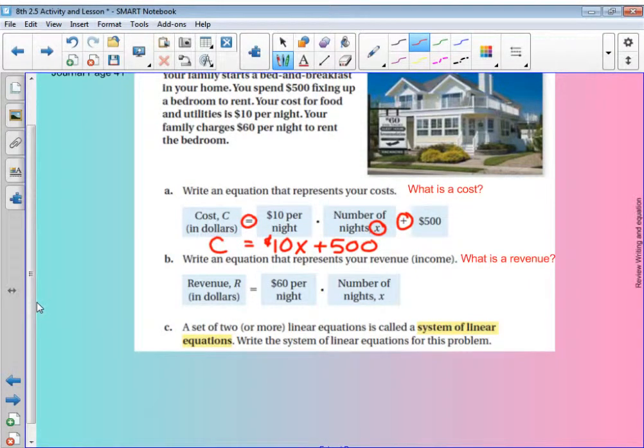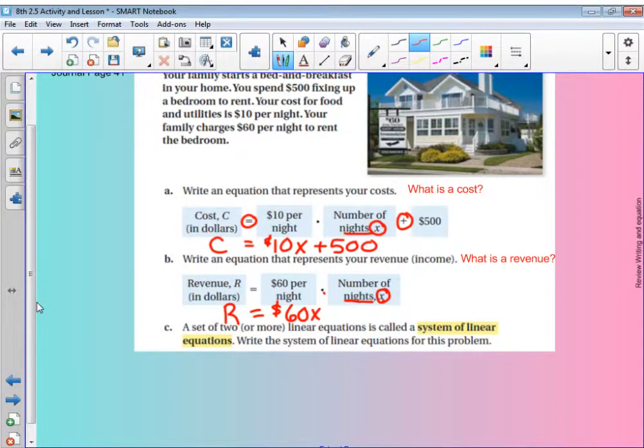We also are going to write an equation that represents our revenue. That would be our income. So our income in this scenario is every time somebody stays, we get $60 per night. So our revenue equation is we're going to use an R to represent revenue, equals $60 per night times the number of nights. So once again, we'll use X. Take note that we used X in both equations, representing the number of nights. Okay, so they were representing the same thing.